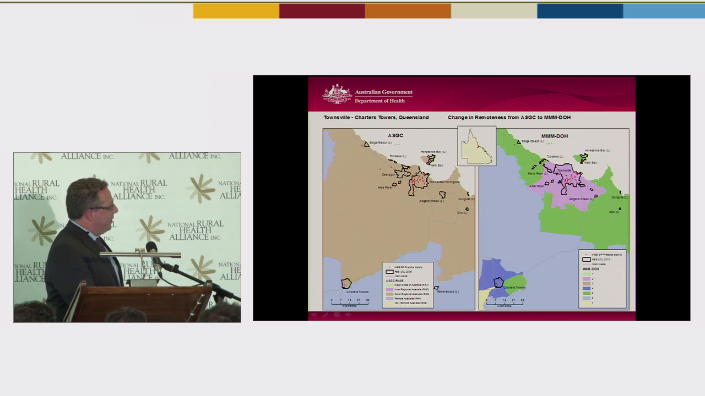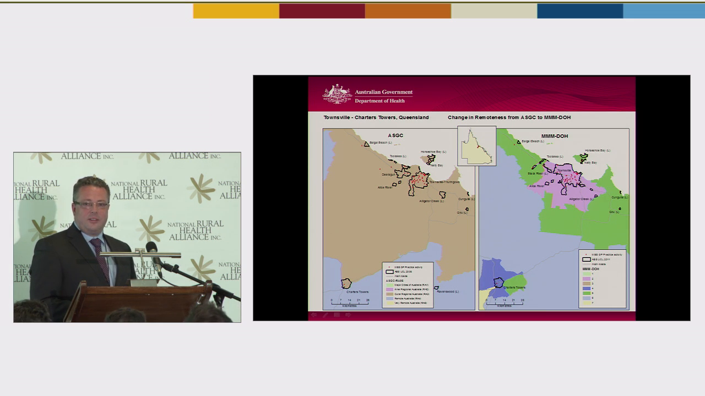And finally, we always have to do this one because it's Townsville and Charters Towers. We got a lot of letters to the Minister about that. Same classification, under Modified Monash we get to separate them out a bit. One thing I'll say about the Modified Monash, we do, as you saw, stick to the ABS remoteness area classification as a base, except for the island issue.